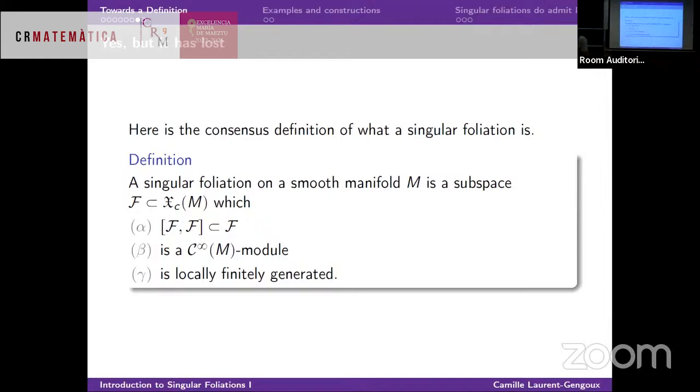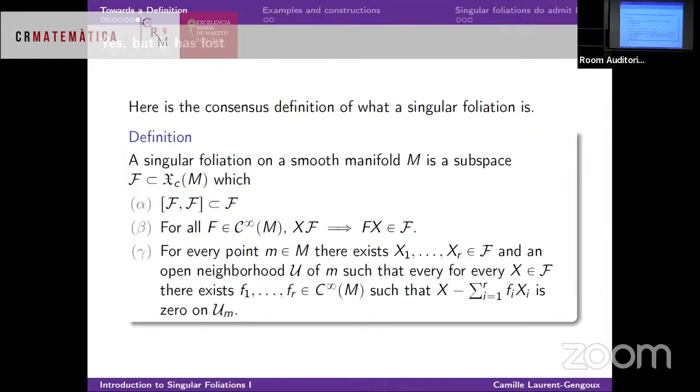Okay. Symmetry module, it means I mean, if I take X in F, and a function, I multiply the vector field by that function and it's still in F. Yeah, forget it.